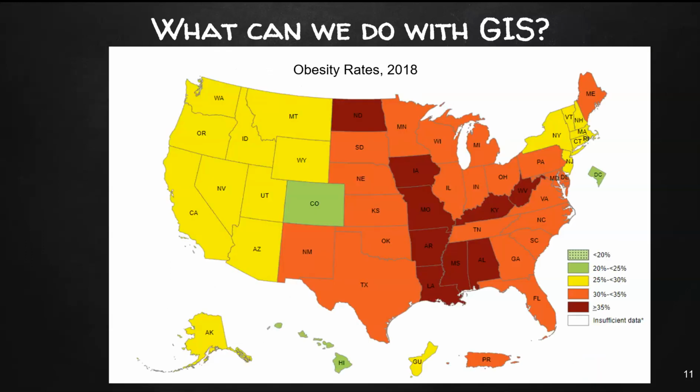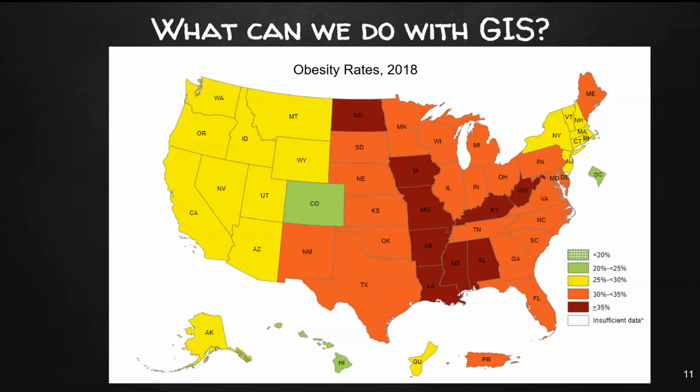Here we have obesity rates in 2018. Look at all the categories now. We have no less than 20%, all the way up to greater than 35%. So in this period of time, we've added many different categories, which is important to look at when you compare maps, so that you're looking at apples to apples.